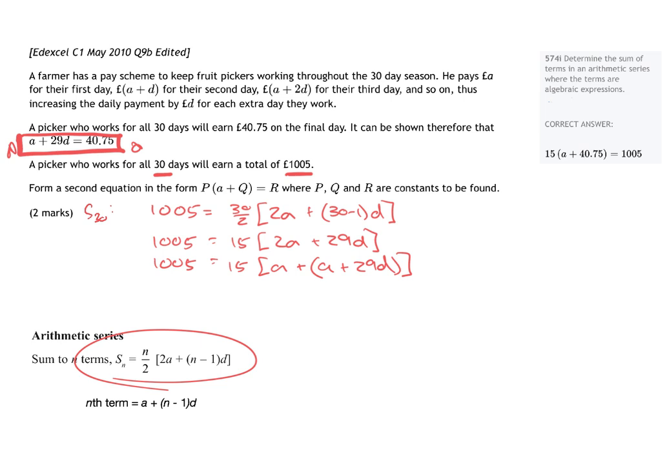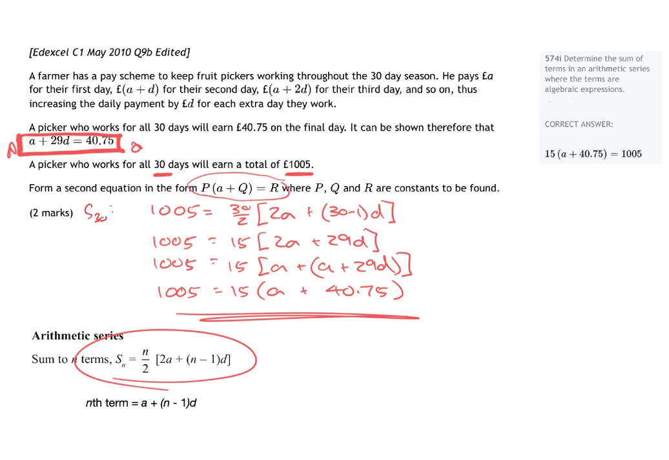And A plus 29D is 40.75. So I can rewrite this now as 1005 equals 15 bracket A plus 40.75 close bracket. And now I have written an expression in this form. My R is 1005, my P is 15, and my Q is 40.75. So that's where the answer comes from. That's how they generate it in the mark scheme.